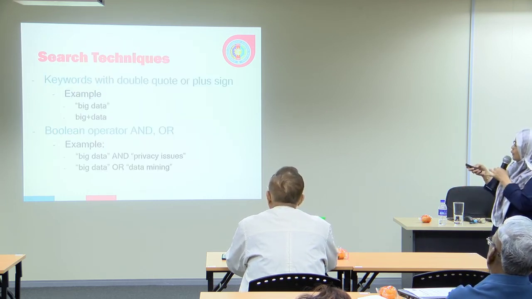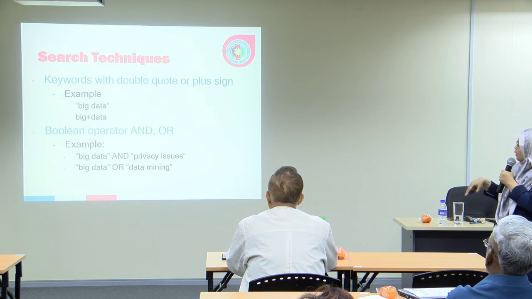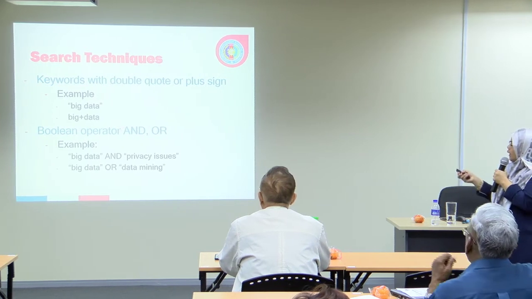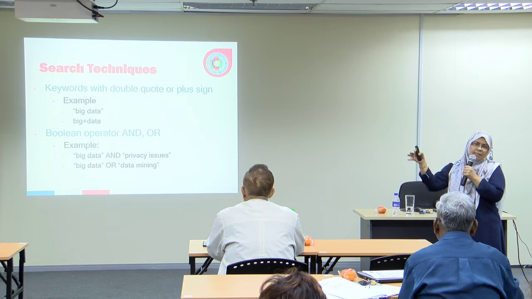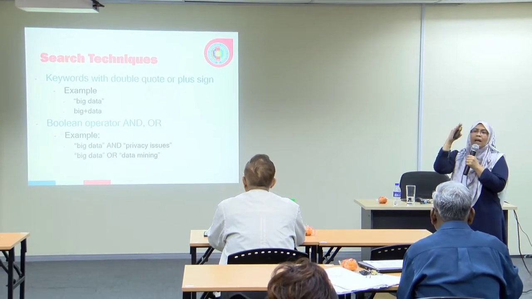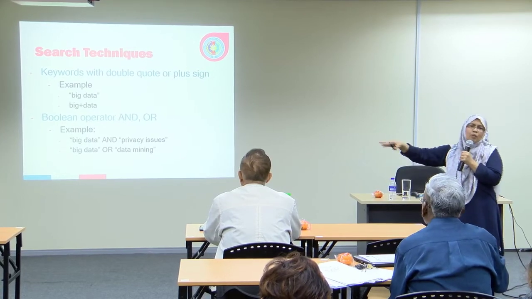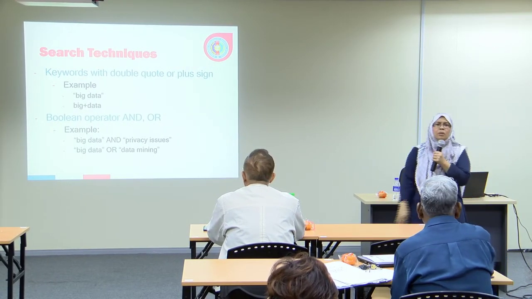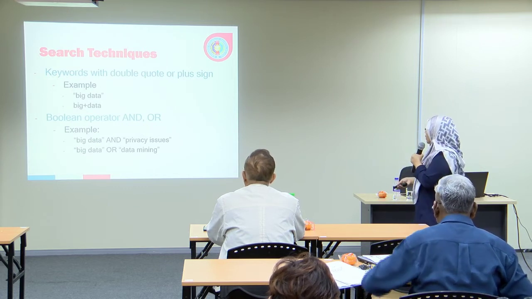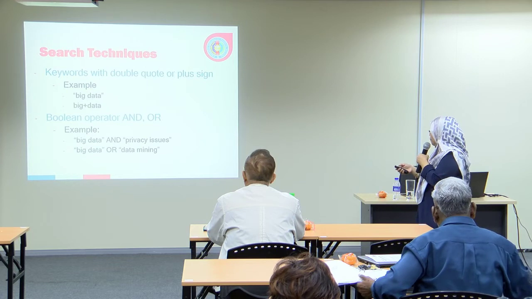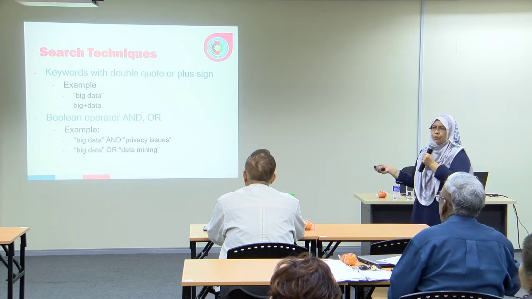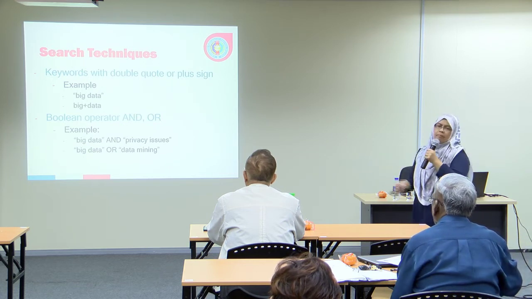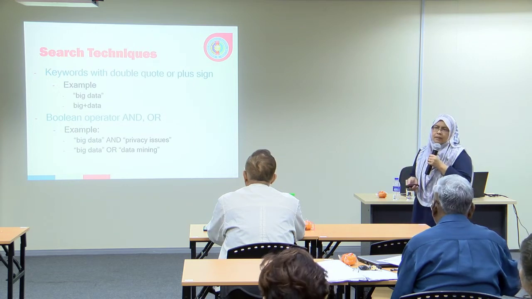This one is how you search keyword with double quote or plus sign. You can check online, you can put in the double quote and juga you can put plus. Okay. For example, government policy. So you can search government policy in apa? In what area? Sebab government policy, a lot of government policy will come out. Boolean operator. Okay, you can put and, or, in big data and privacy issue. Big data or data mining, for example. This is an example. Okay.